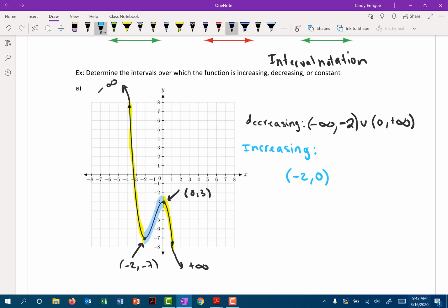And of course, the last thing that it wants us to identify is where it's constant. So where is it going left to right? Where does it have a slope of 0? It doesn't. Therefore, we are going to say none. Okay? It's not there. All right.